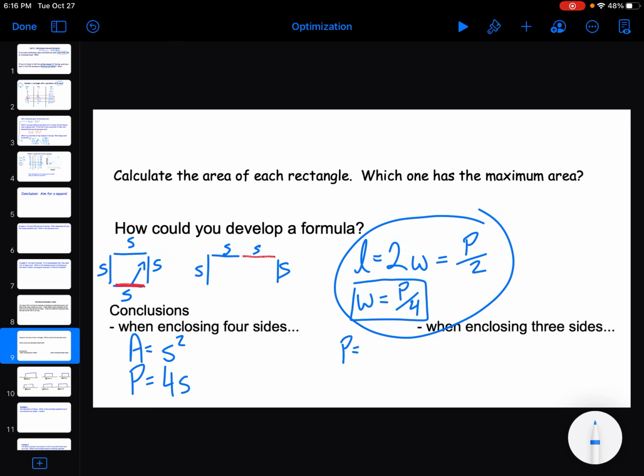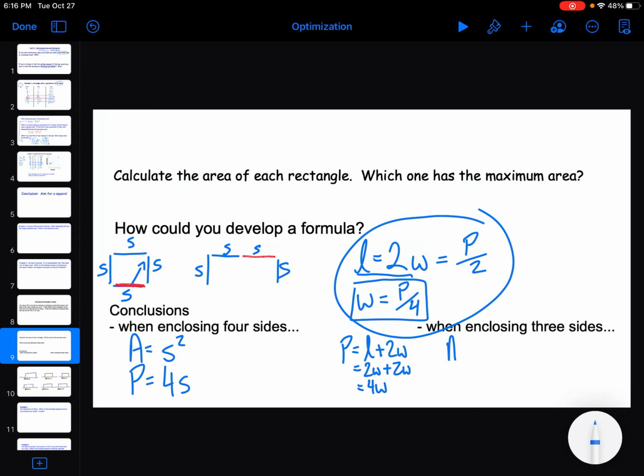So the perimeter is going to be equal to the length plus 2 times the width. Well, we know the length is equal to 2 times the width. We just wrote that right here. So this is 2 times the width plus 2 times the width, which is actually 4 times the width. So the perimeter is 4 times our width.